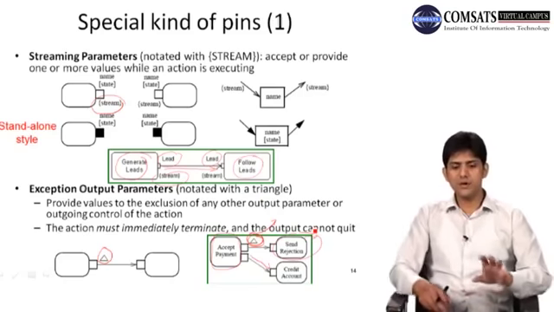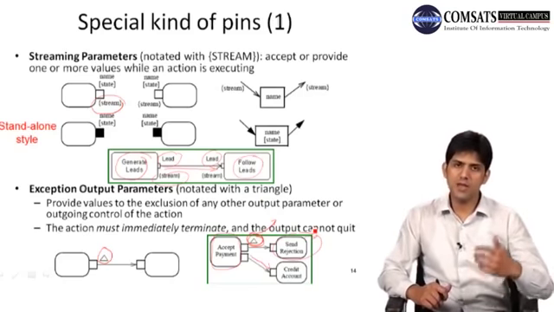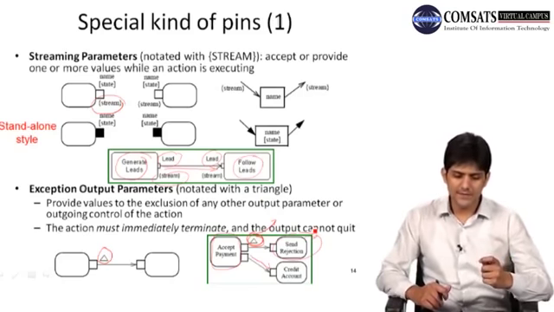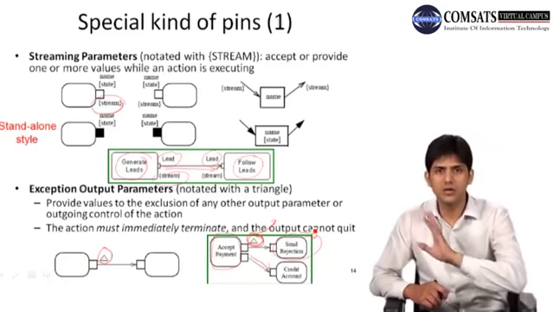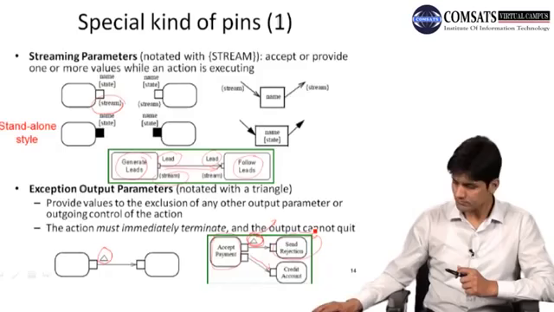Okay, so we saw there are two different kinds of parameters. One is stream, and the other you can send as control information, which tells you why this output is being rejected.